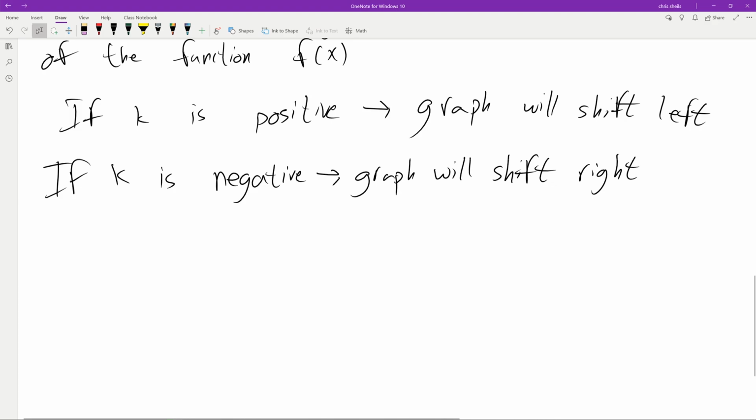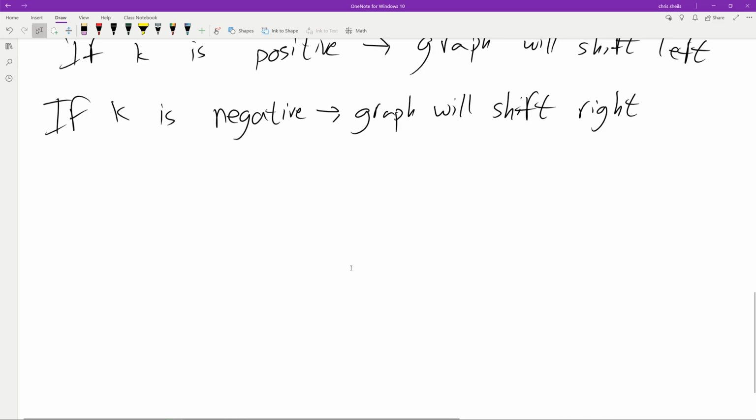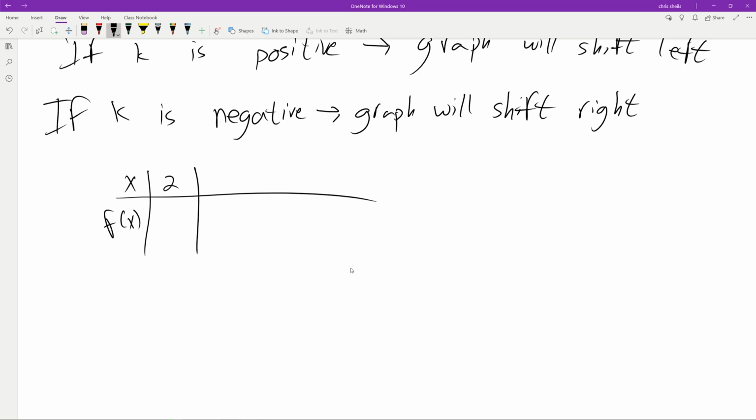So let's look at the same function table that we looked at previously. We had this table of x and f of x values, where for x values we have 2, 4, 6, and 8. My outputs were 1, 3, 7, 11. And this was the table for f of x.